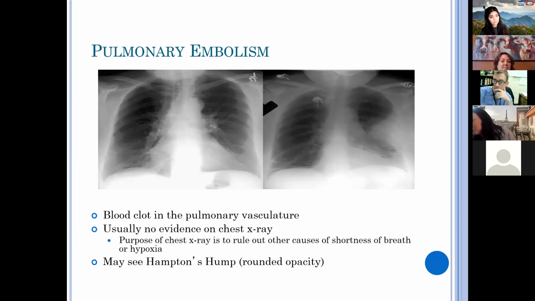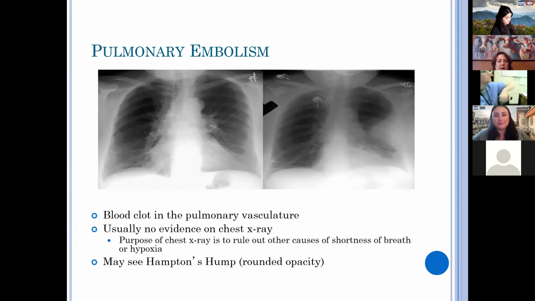Now, you may see something called a Hampton's hump, which is a rounded opacity, which is what we see out here at this lateral wall. It's very rare to see that with a pulmonary embolism. It usually has to be pretty significant to see that.